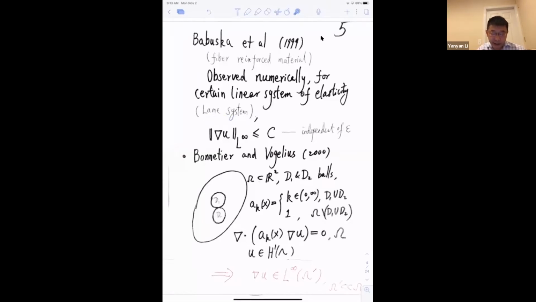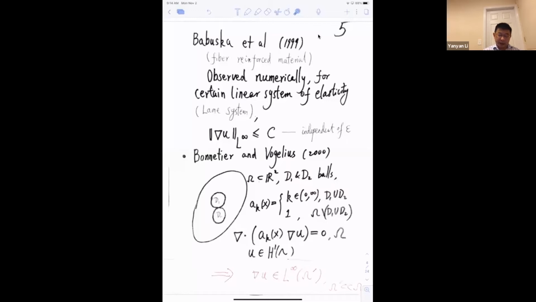They used this as a model, and they observed numerically that for the linear system of elasticity, the L infinity norm of the gradient is actually independent of epsilon. My colleague Michael Vogelius and Bonnetier did the first work on such a situation, to see whether one can prove this rigorously. Actually they were both former students of Ivo Babuska.